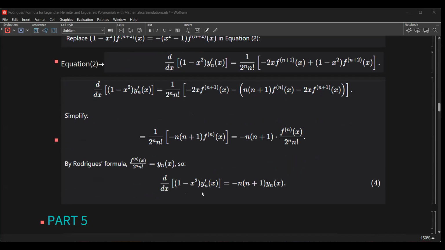So by substitution now, the derivative of (1 minus x squared) y prime with respect to x is equal to negative n times (n+1) times y_n(x). By substitution here.